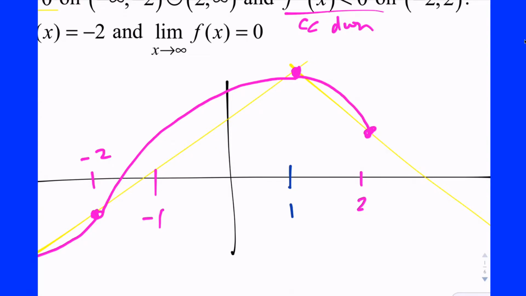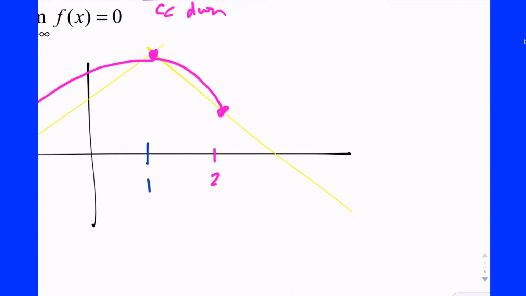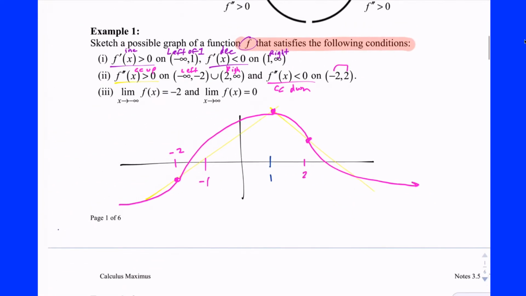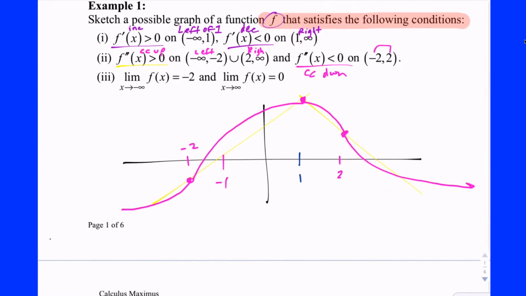And I know that much right there. And then after that, I know it's concave up again, but I got to be decreasing. So decreasing concave up might look something like that. And it has to go down, decreasing forever. Not necessarily to negative infinity, but it could. All right, so that takes care of that.